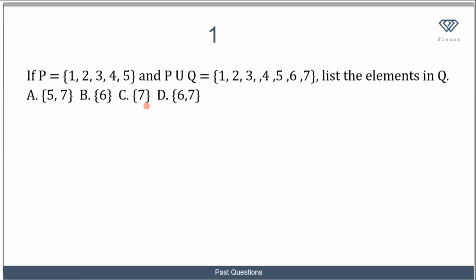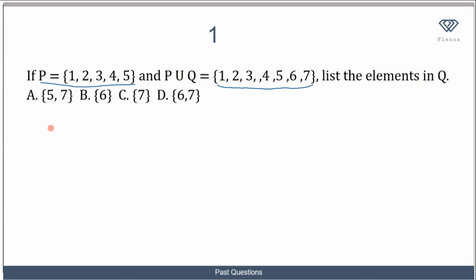So the first question we'll try to solve is as follows: if P is a set of 1, 2, 3, 4 and 5, and P union Q is equal to the set of 1, 2, 3, 4, 5, 6 and 7, list the elements in Q. So now we are given the set P and the elements that are in set P, and we are given the elements that are in set P union Q. So we are now told to find the list of elements in Q.